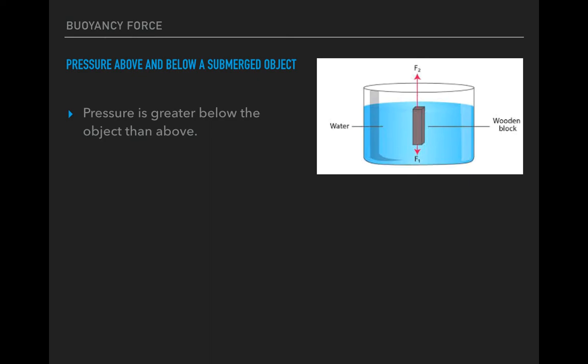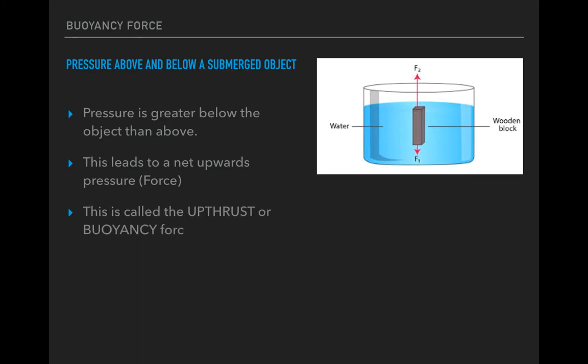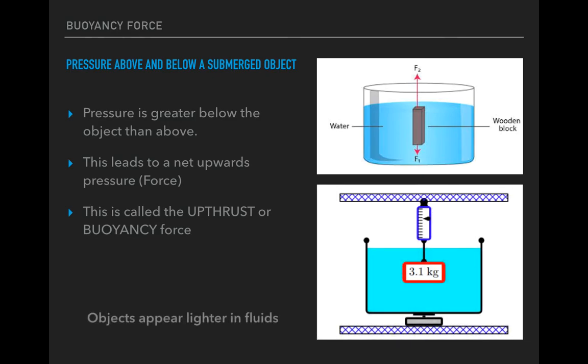So pressure is greater below the object than above. This leads to a net upwards pressure, which in turn leads to a net upwards force. We call this force an upthrust or a buoyancy force. It makes objects appear lighter in fluids. So when you go to the swimming pool and jump in, you feel lighter yourself.